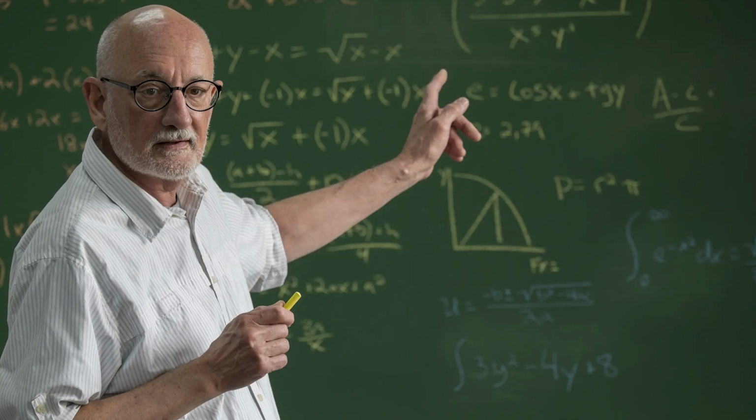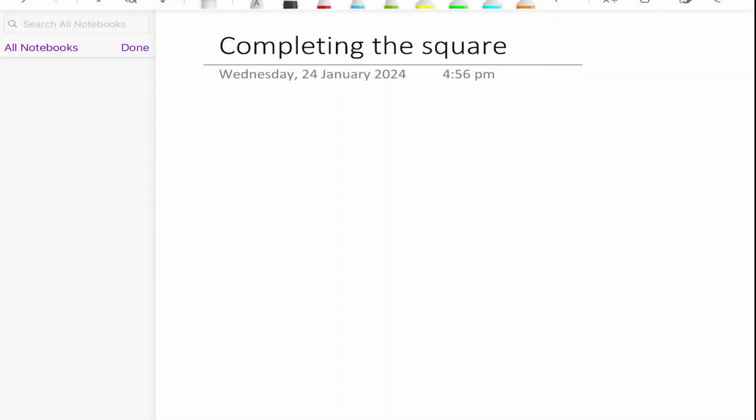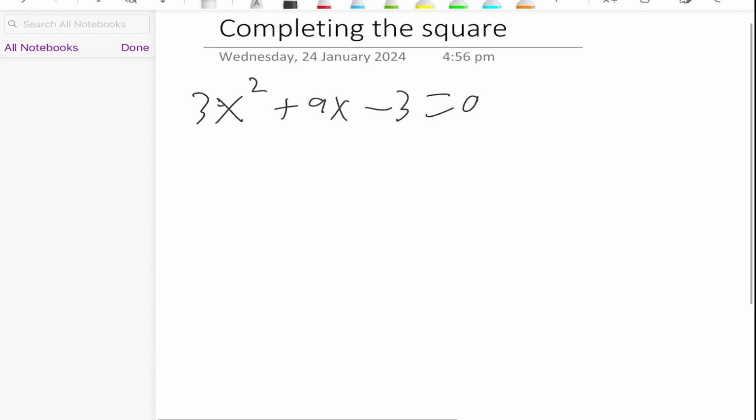With our first lesson, we're going to be teaching you how to complete the square. So what even is completing the square? That's when we've got something of the form of a quadratic. So maybe 3x squared plus 9x take 3 is equal to 0, right? And we want to turn this into the form of (x take d) all squared is equal to a number b.